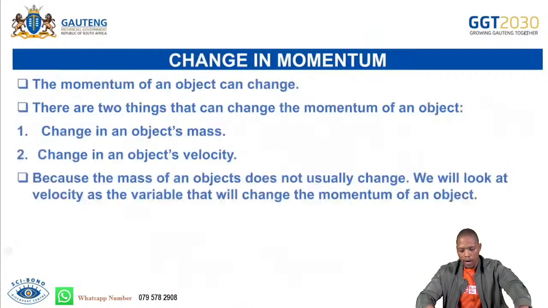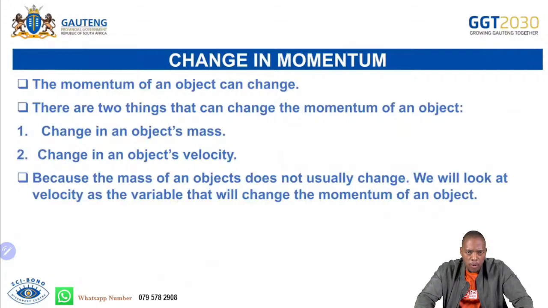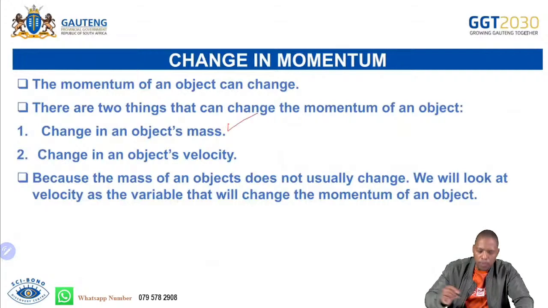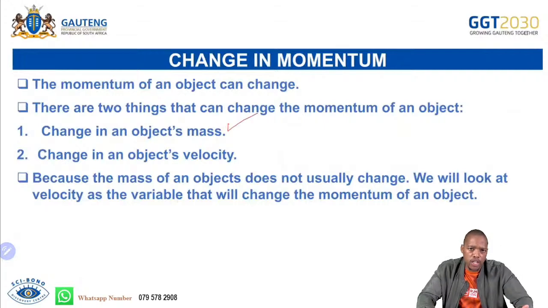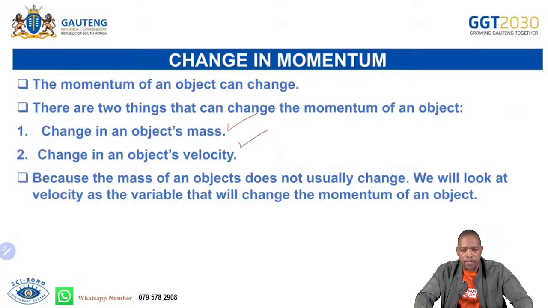Okay, so what else can we say about momentum? We can say momentum can change. Momentum of an object can change, right? What can change the momentum of an object? Well, there are two things that can change the momentum of the object. Those are the two things that the momentum depends on. What are those things? It's the mass of an object, and it's also the velocity. So changing the mass of an object can change the momentum of an object, right? And then changing the velocity of an object can change the momentum of an object.